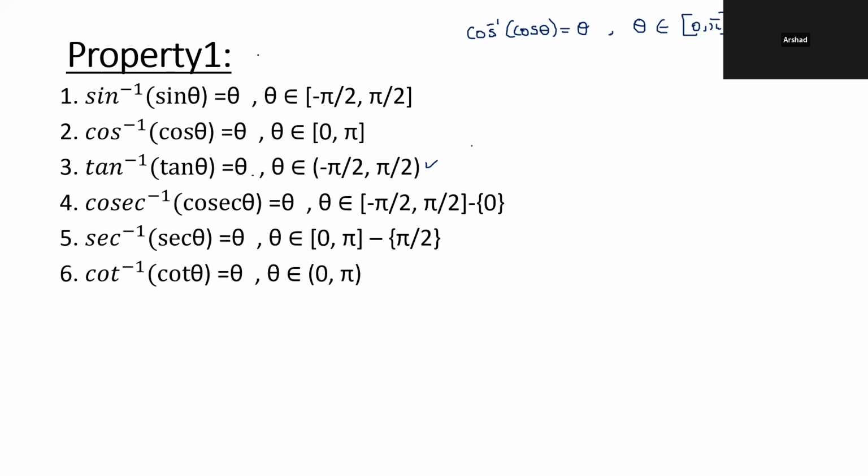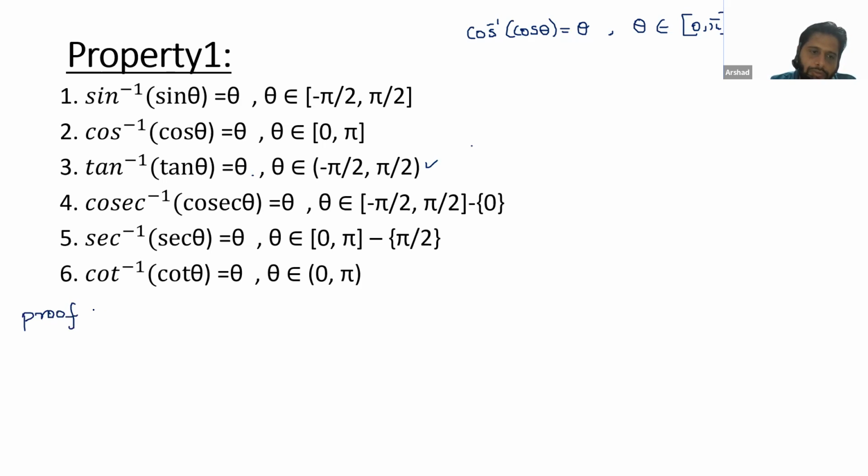Okay, great. So we will do the proof of the first part only. The rest you can do on your own. So first one, you have sine inverse sine theta. Let x be equal to sine theta. Then we can say sine theta is equal to x, and this I already told you, when sine theta is equal to x, then theta becomes sine inverse x. So theta is equal to sine inverse x.